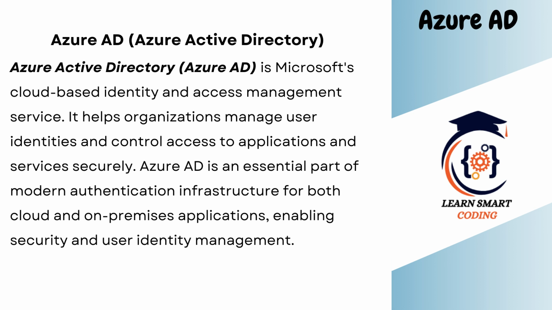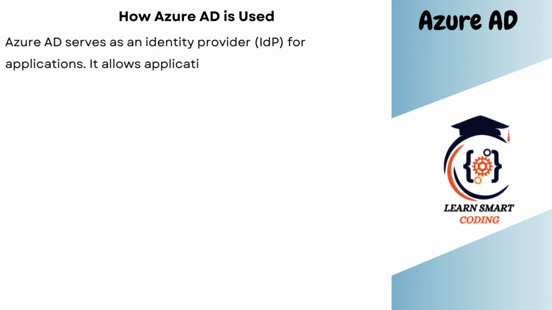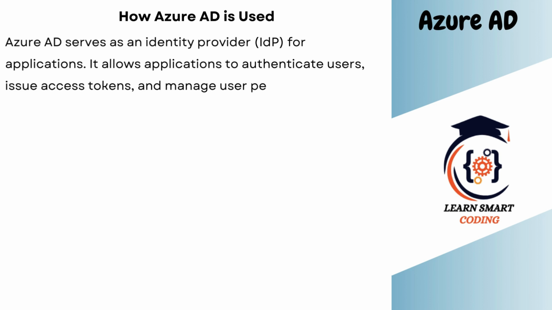So now we know what is Azure AD. Basically, this is an identity management, and because this is provided by Microsoft Azure and Microsoft Azure is cloud-based, this identity management is called cloud-based identity management. They are also called IDP. Okay. So now let's understand how this Azure AD is used. Azure AD serves as an identity provider. Like I said, it's an IDP for applications. It allows the application to authenticate users and issue an access token. And then it manages the user permissions.